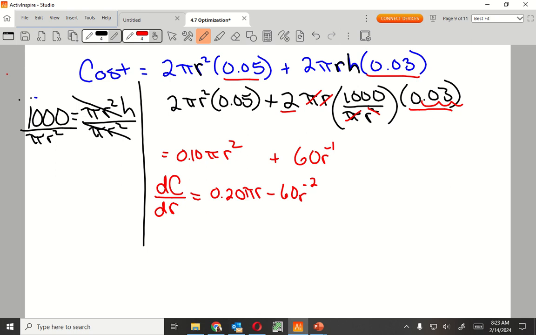Is that 1,200? 300? No, that's times. 60 divided by 0.2 would be 300. Oh, 300? Wow, I suck at math today. So it's going to be 0 equals, if I'm dividing by that, 0.2 parentheses pi r, minus 300 r to the negative 2. Actually, let's bring that negative 2 back down to make this a little bit easier.